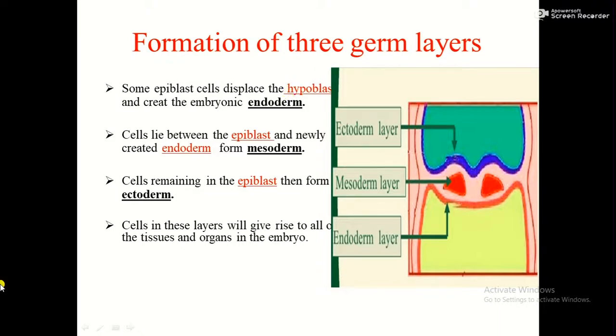Okay, so cells that lie between the epiblast and the newly created endoderm form mesoderm.